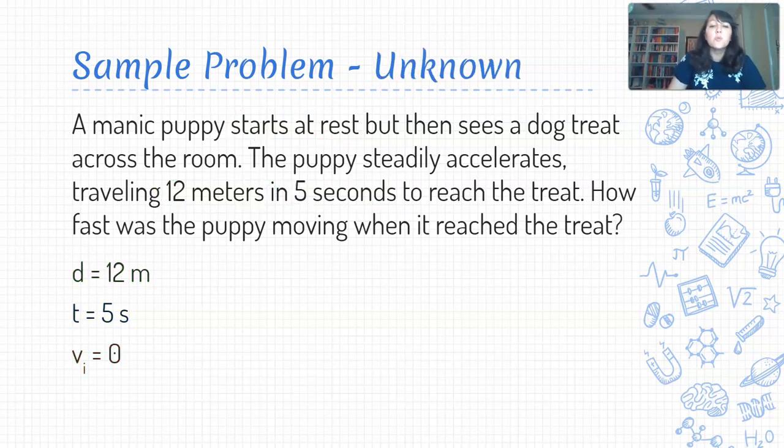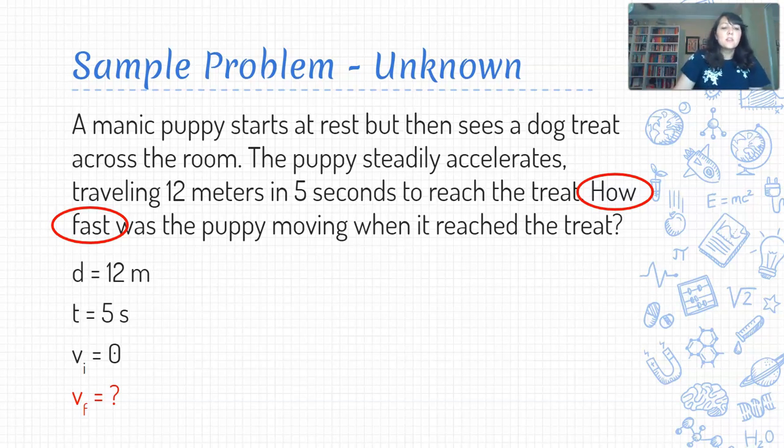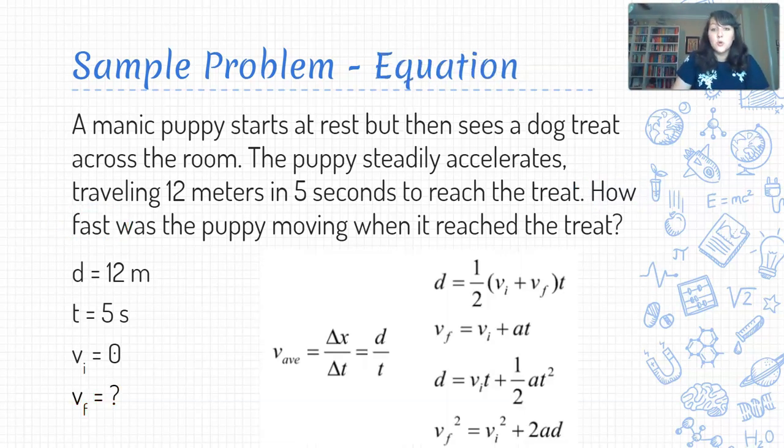Now let's move on to our unknown. What are we trying to solve for in this problem? I see that the question is asking me how fast is the puppy moving, and that phrase "how fast" means velocity. So I'm trying to solve for the velocity of the puppy when it reaches the treat, so that's at the end of its journey. I'm solving for final velocity in this situation. So those are my 4 pieces of information here, 3 given to me, 1 unknown that I'm trying to solve for.